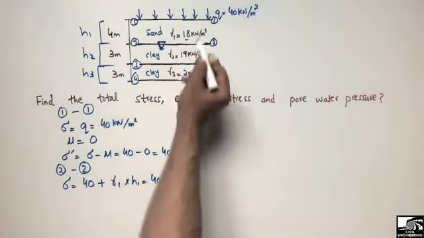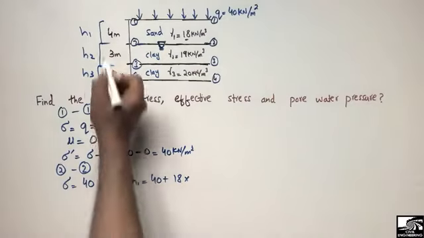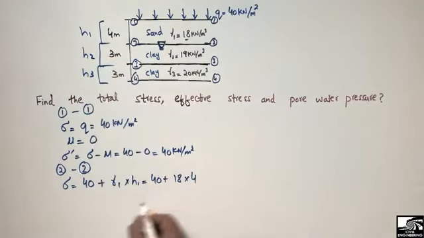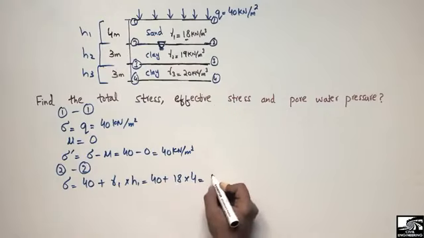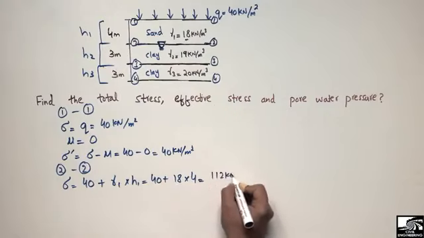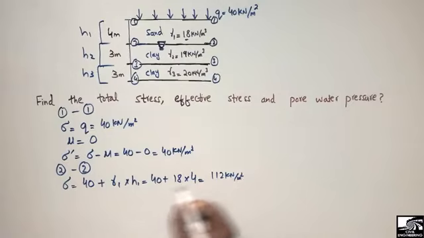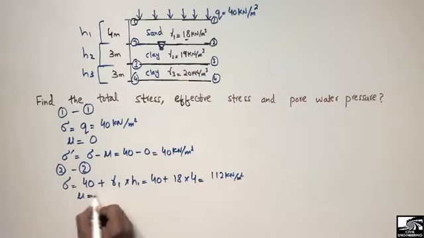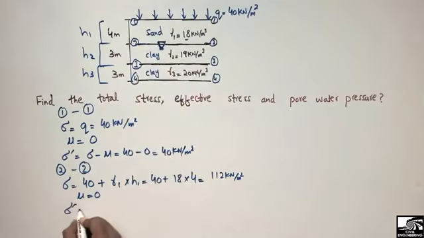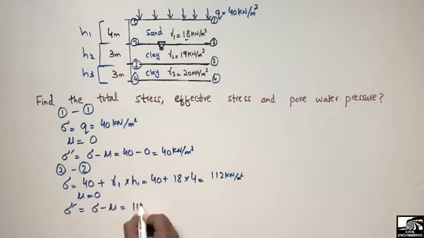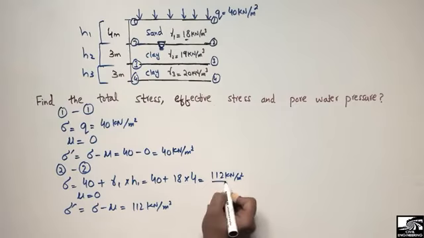Gamma 1 is 18, H1 is 4. So by adding this value, we get 112 kilonewton per square meter. Now the pore water pressure is 0 because the water table is acting below the 2-2, and the effective stress will be equal to the total stress minus pore water pressure. So it will again come out to be the same as the total stress. So effective stress is again the same as the total stress.